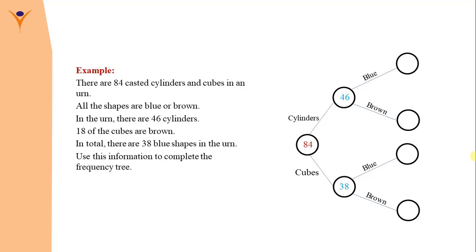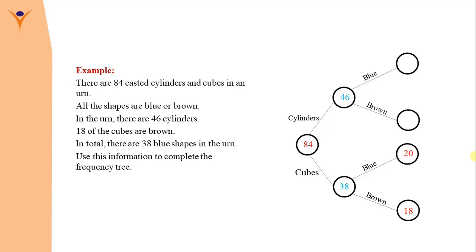We'll put 18. But then, since we already have the number of cylinders, we can get the number of cubes. So we subtract 46 from 84. That gives us 38. And now, of the 38, 18 are brown. What this means again is that if we subtract 18 from 38, we're going to get the number of blue cubes. So that will be 20.